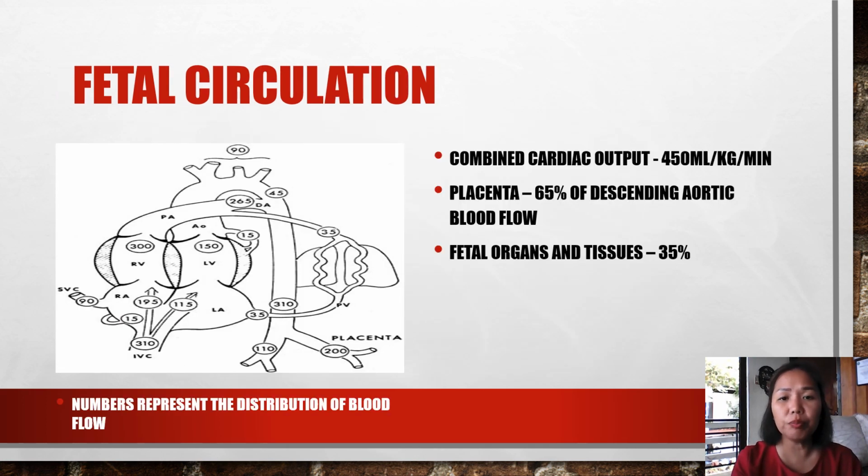The combined output of both the left and right ventricle is 450 milliliters per kilogram per minute. About 65% of the descending aortic blood flow returns to the placenta, and the remaining 35% perfuses the fetal organs and tissues. During the fetal life, the right ventricle is pumping against systemic blood pressure and also performs a greater volume of work than the left ventricle.